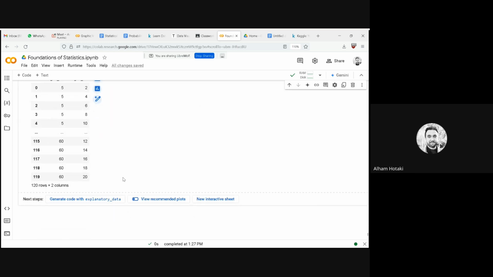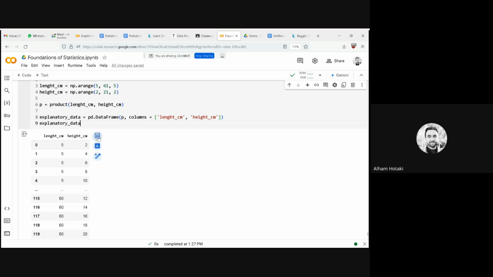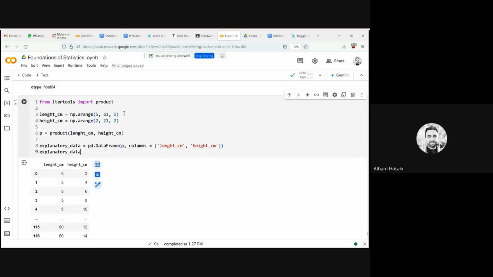With different lengths, or different heights. So we had these two different arrays. This is one array we generated, this first array. Then we generated a second array. Then we generated a P, where P is a type of product. So we take the product of these two arrays together.